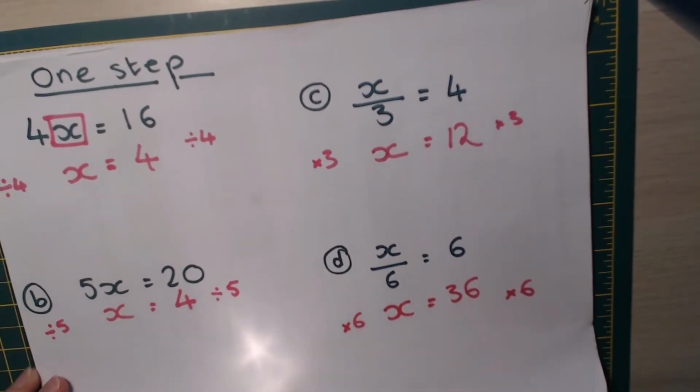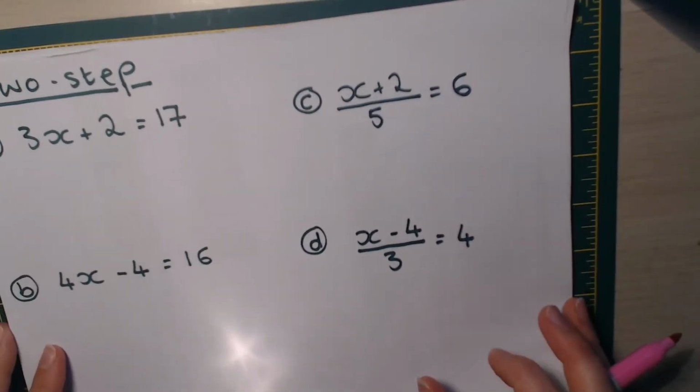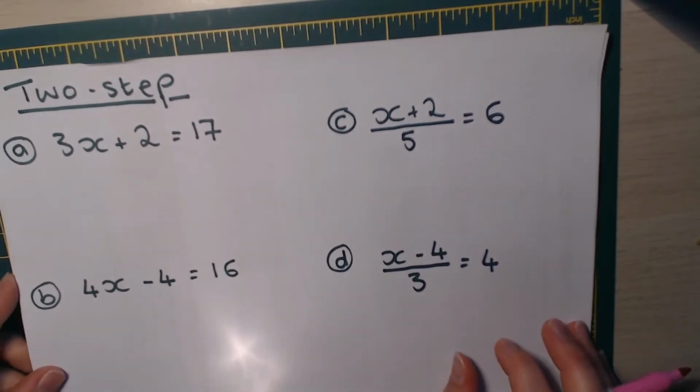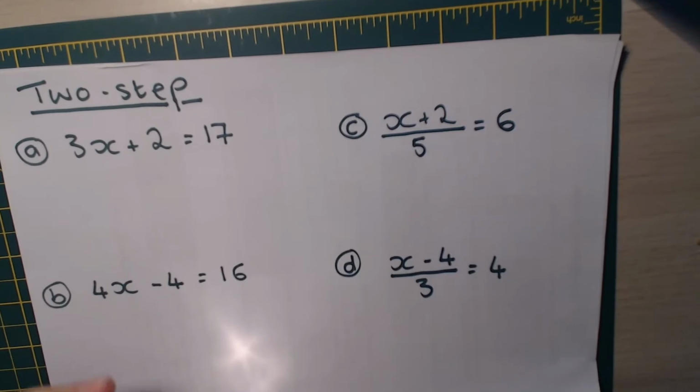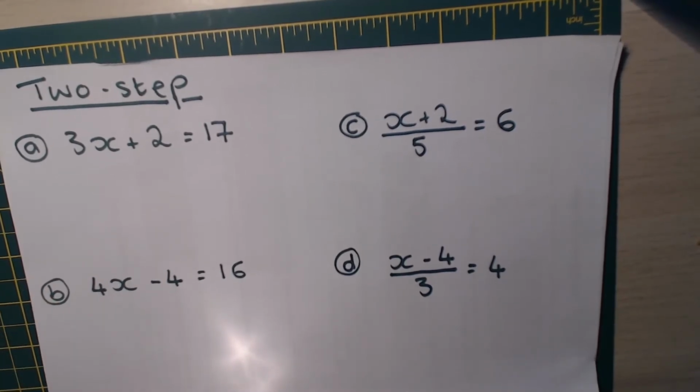They're your one-step equations. Now, no prizes for guessing, but next are two-step equations. Our two-step equations are when it takes 2 steps to solve. It's just that nice.